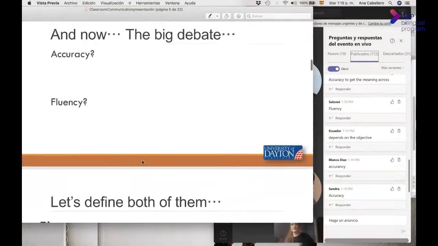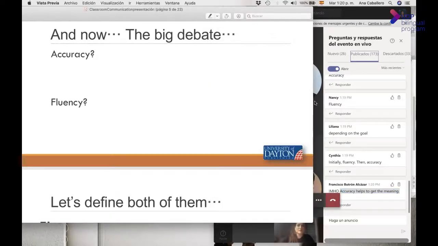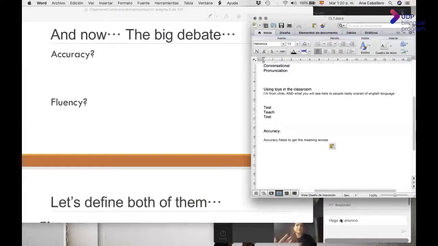And some of you say it depends on the focus of the activity. Well, first of all, we have to define both of them. I'm going to ask you to write a few words, just 1 or 2 words, and comment, what does accuracy mean to you? Depending on the goal, initially fluency, then accuracy. Interesting. Accuracy. Some words that you could tell me, please? Accuracy helps to get the meaning across. Okay, Francisco. What else? I'm going to write them here so you can see if we have pretty much the same ideas.